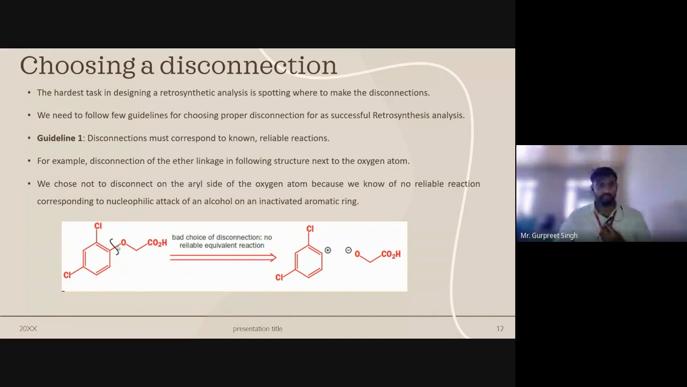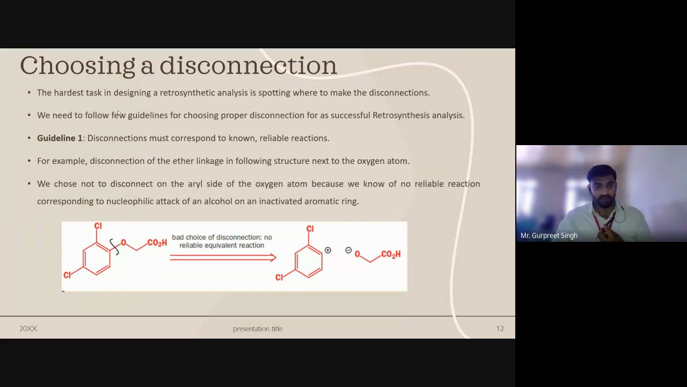So first, guideline 1. What does it say? Disconnection must correspond to known or reliable reactions. If you are disconnecting the molecule and you end up with non-realistic or non-reliable reactions, or the intermediates you have formed are not stabilized during the reaction, you will not end up with your final product. That might lead to some other reactions or no reaction.